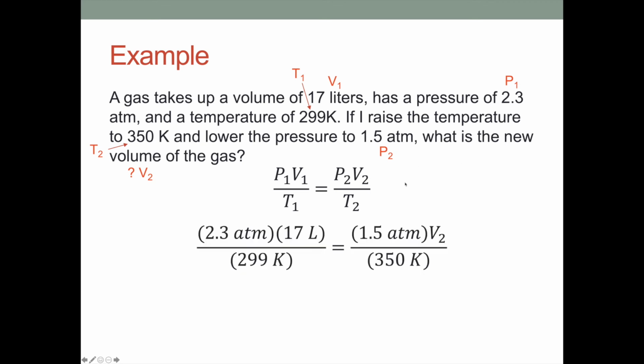So I now have all of my variables except for one I'm trying to solve, that V2. So I'm going to plug everything in, and you'll notice it's all in the same units, so I don't have to convert anything. P1 was 2.3 atmospheres, V1 was 17 liters, over 299 Kelvin, equals my pressure 1.5 atmospheres, my variable, over 350 Kelvin. I'm going to cross multiply again, and I end up getting this value here. So I'm going to solve for x, and I get 30.4 liters.